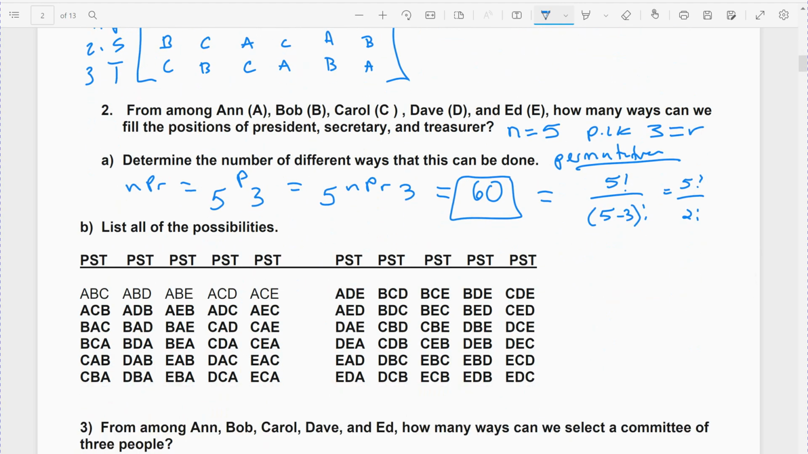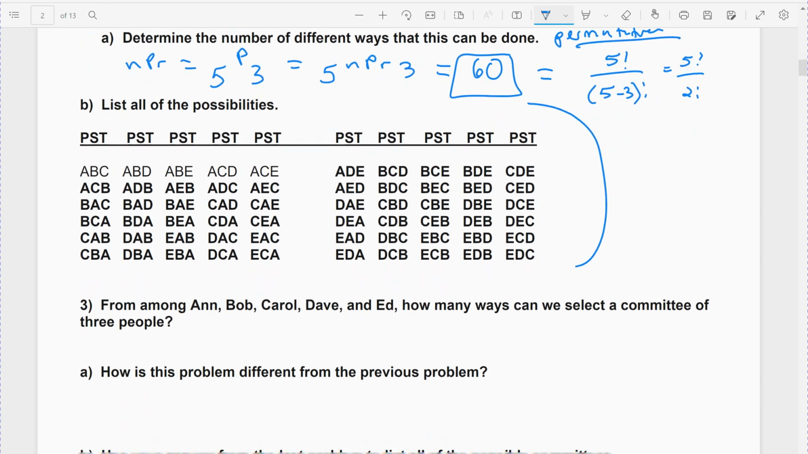And I would never ask you to list it, but I wanted to list it here because I wanted to lead us to the next answer, problem part 3. So here's the list of all 60 ways I can take 5 people and fill the positions of president, secretary, and treasurer. All right, so basically you take each group and reorder them. Right, so those are all these. So there's all 60 listed here, where we take Ann, Bob, Carol, Dave, and Ed. I listed them because I want to get to the next question.